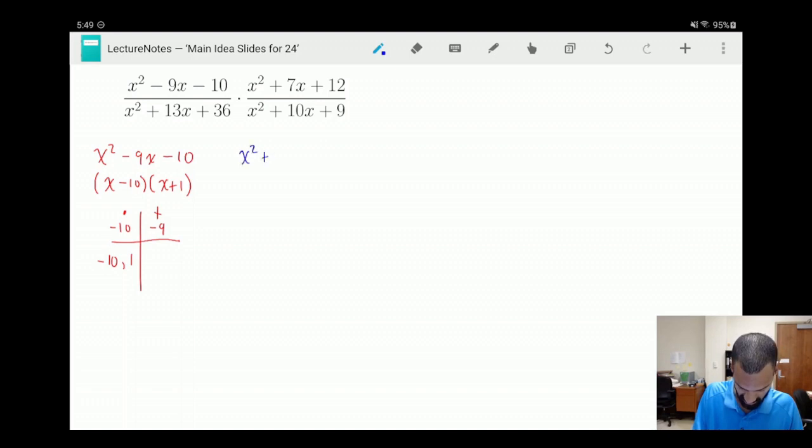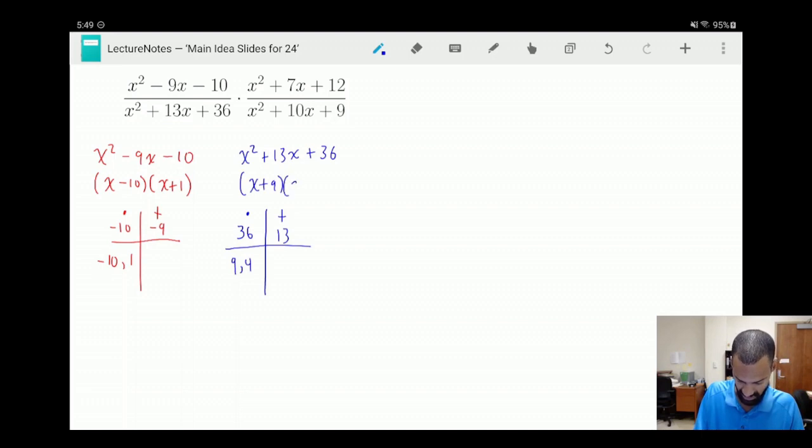X squared plus 13x plus 36. I need 2 numbers that multiply together to be 36, but add together to be 13. So I'm thinking through some numbers there. 9 and 4 would do that. 9 times 4 is 36. They add up to 13. So x plus 9, x plus 4.